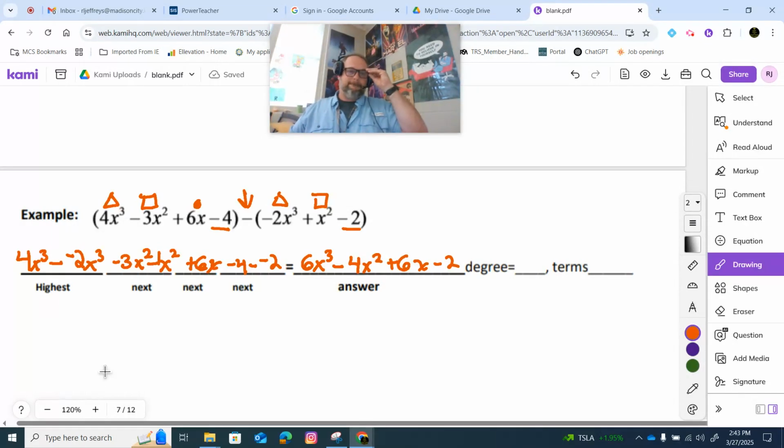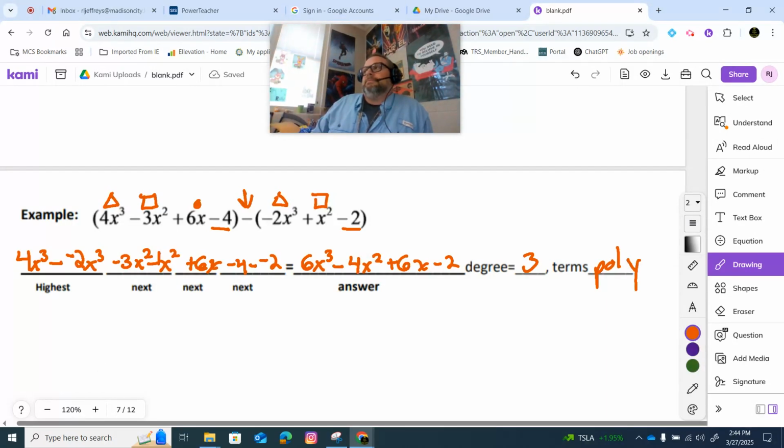So what is this first exponent right here? Exactly. How many terms do we have? 4. So if it's 4 or more than 3, it's a what? Yep, I'm reading lips because I can't hear. It's a poly. You liked the joke about reading lips because I can't hear, didn't you? I figured you did.